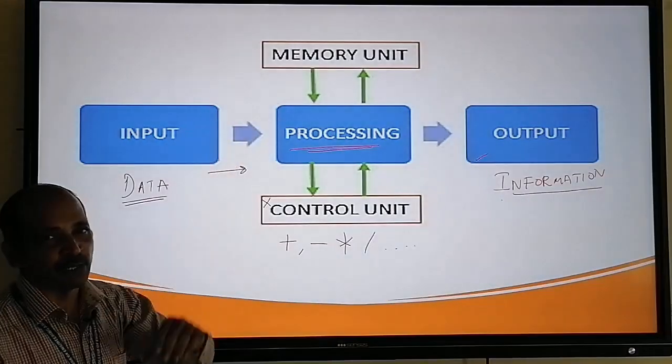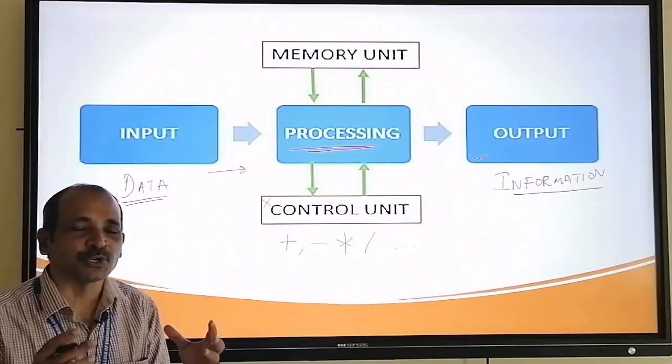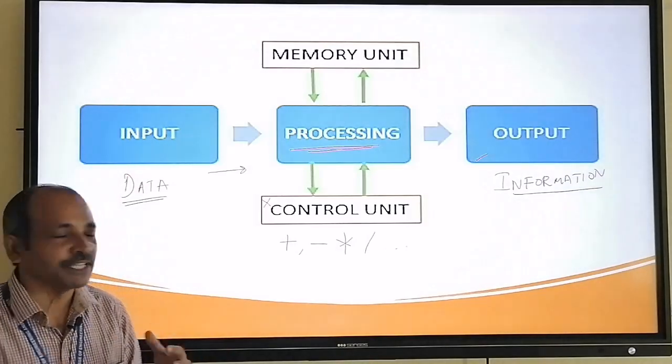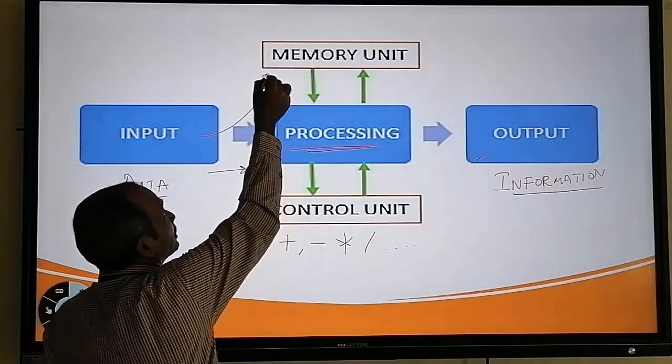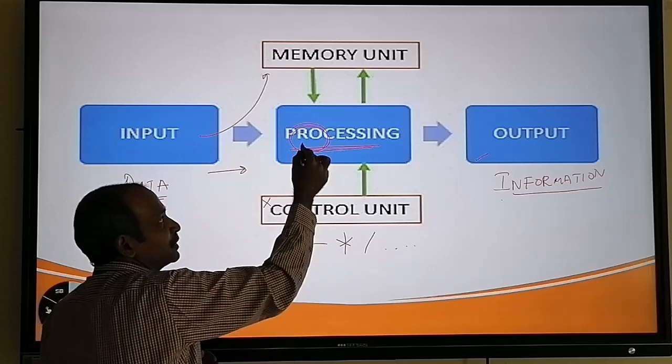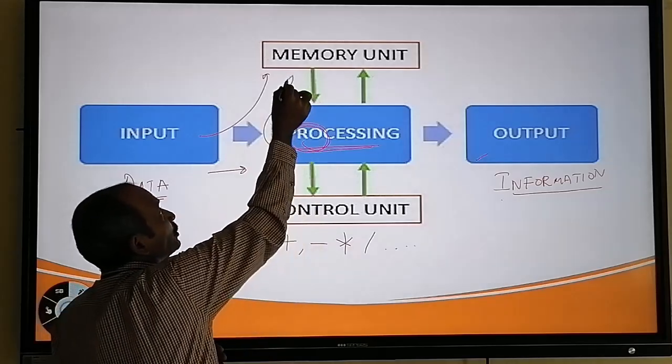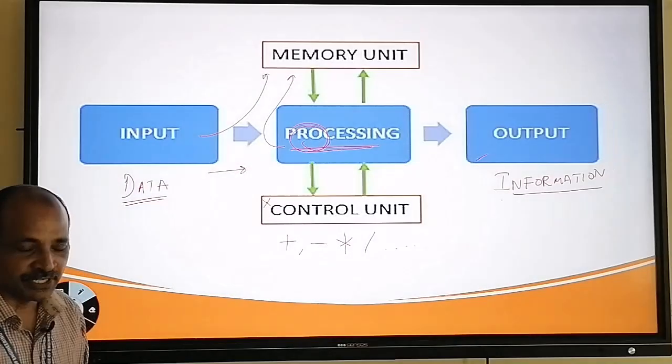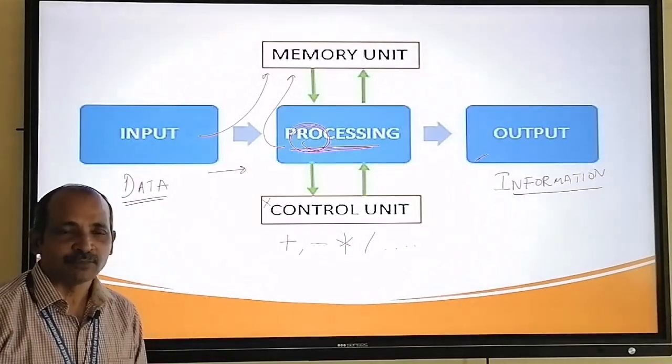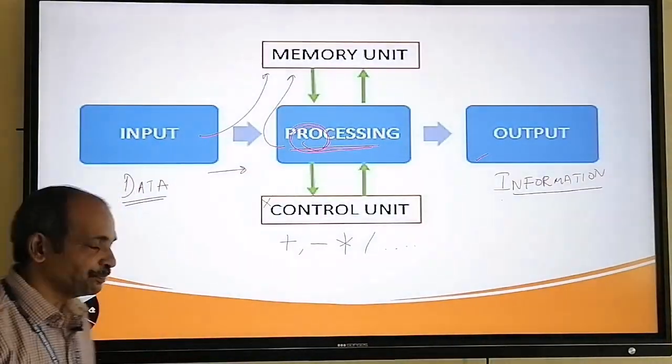The next one is the memory unit. A memory unit stores the data. Whatever input is given can be stored here, and after processing, the output you get can also be stored in the memory unit. So this is a very simple block diagram of a computer.